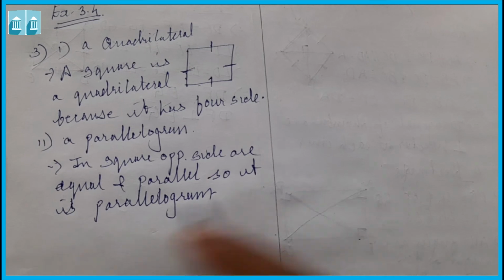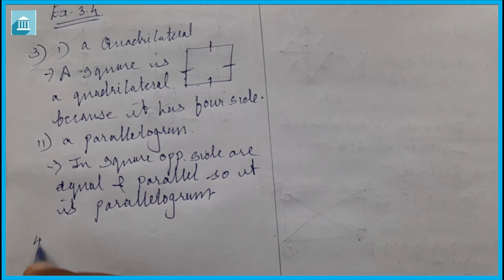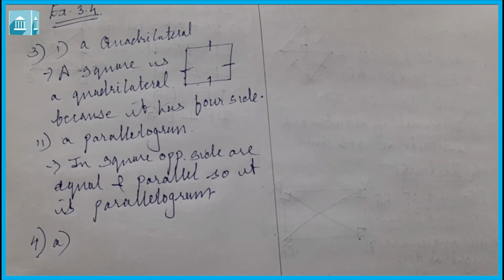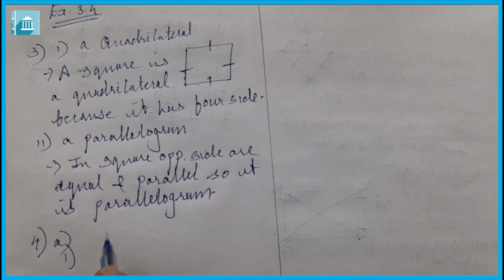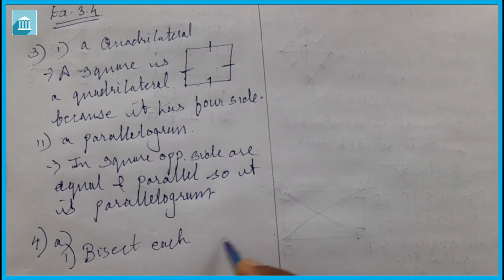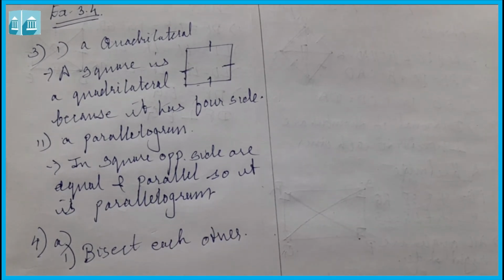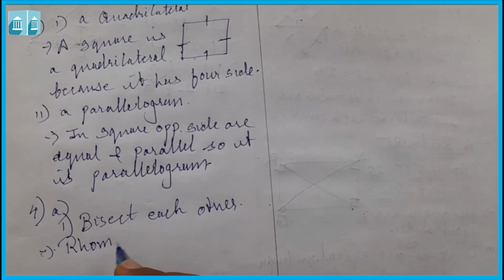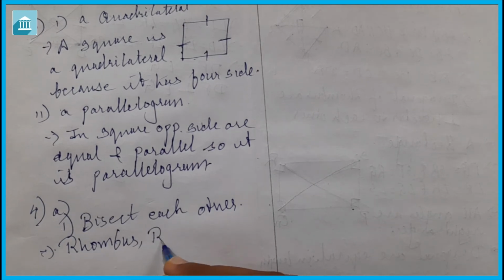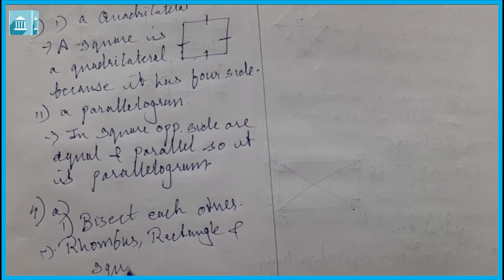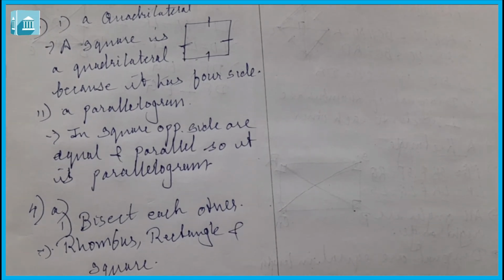Now let us see question number 4. Question number 4 is name the quadrilateral whose diagonals, first it is given, bisect each other. So we can say diagonals bisect each other in rhombus, rectangle and square. In all these three parallelograms diagonals bisect each other.